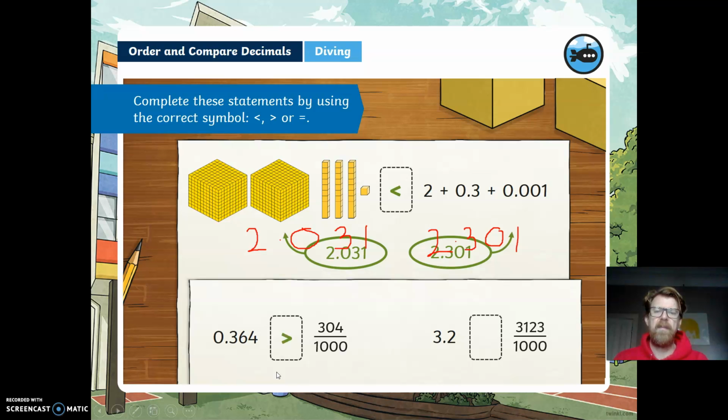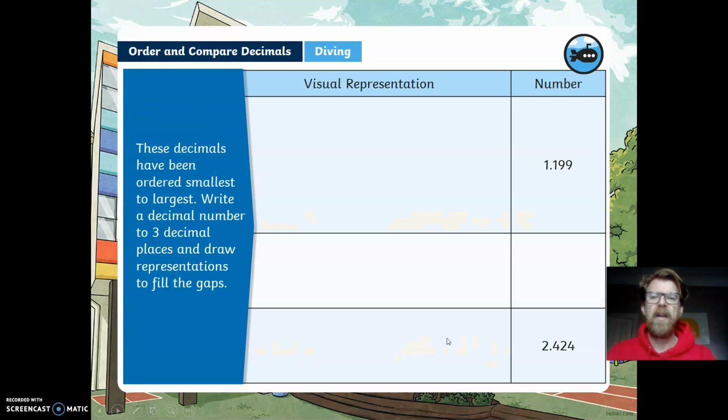The next one's 0.364, which is greater than 0.304, and 3.2 is greater than 3.123. Well done.